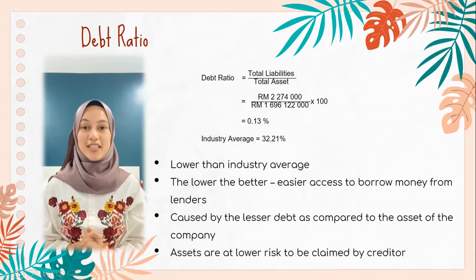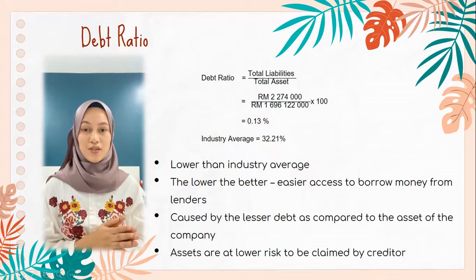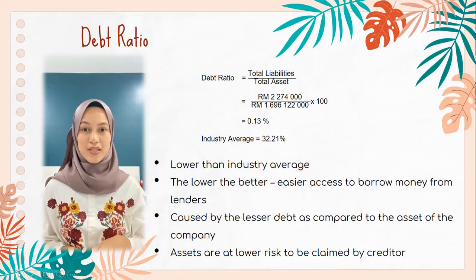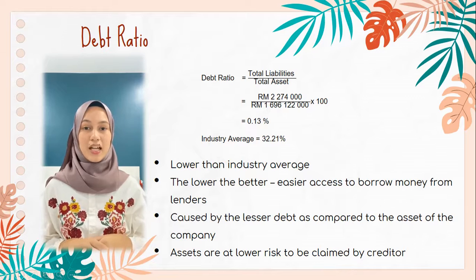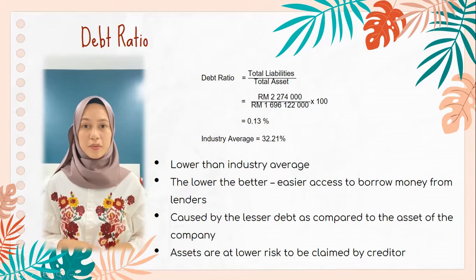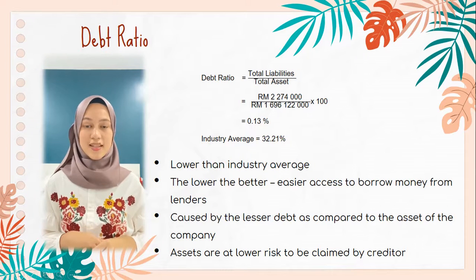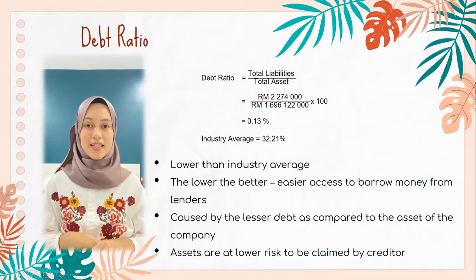Debt ratio is a financial analysis to measure the extent of a company's leverage. In the year 2019, the debt ratio for Housing Plantations Holding Berhad is 0.13%, whereas the debt ratio for the industry average is 32.21%. Generally, the lower the debt ratio, the better it is. This is because the company will have easier access to borrow money from the lender if the debt ratio is lower. The possible cause for a low debt ratio is probably that this company has less debt compared to its asset. This is a very good sign for this company, as their asset is at lower risk of being claimed by creditors in the case of liquidation.